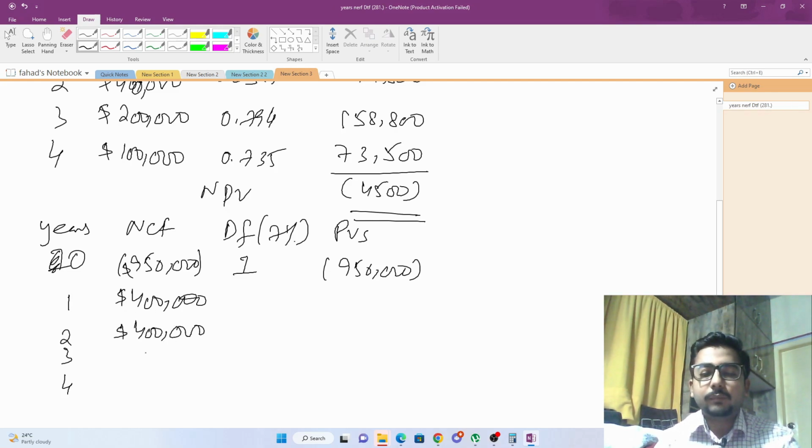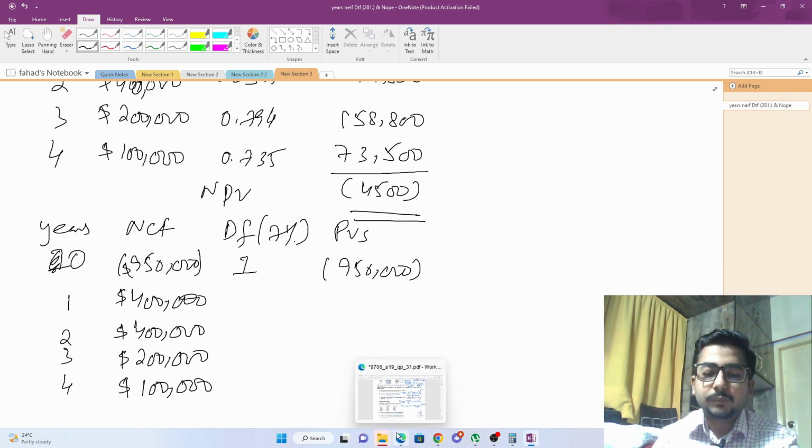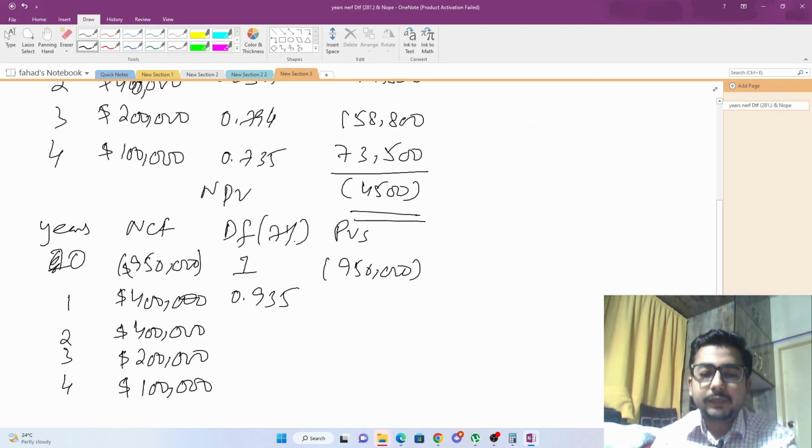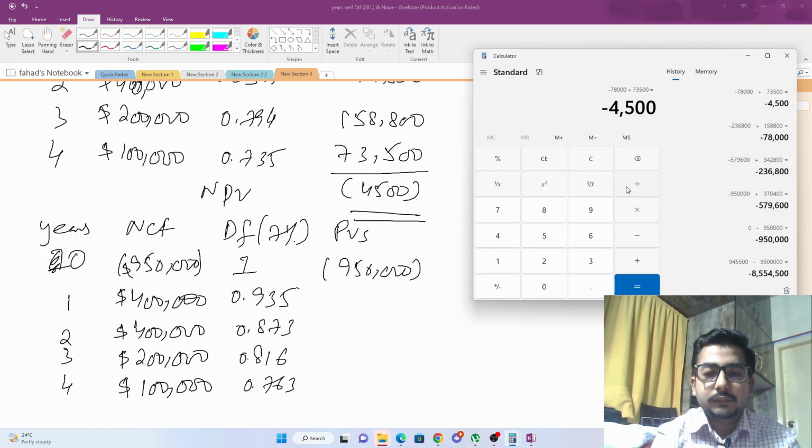In the third year I'm again earning 2 lakh dollars, and in the fourth year I'm earning 1 lakh dollar. I'll just copy paste the discount factors of 7% for simplicity. 0.935 is the first year, then we have 0.873, then we have 0.816, and the last one is 0.763. So I'll just multiply it in front of you to get the answers.